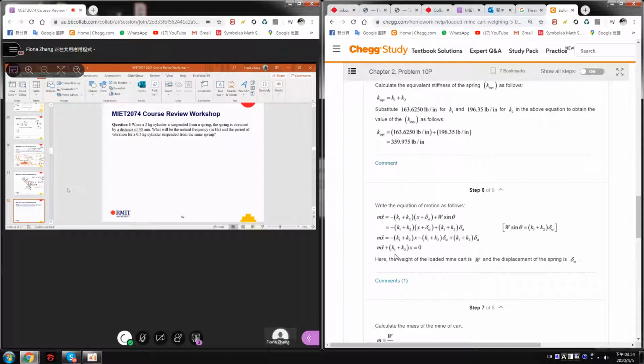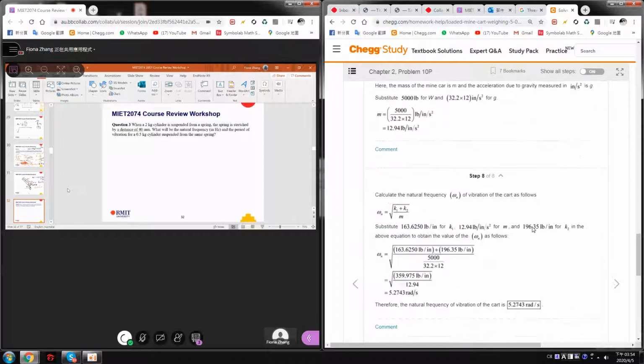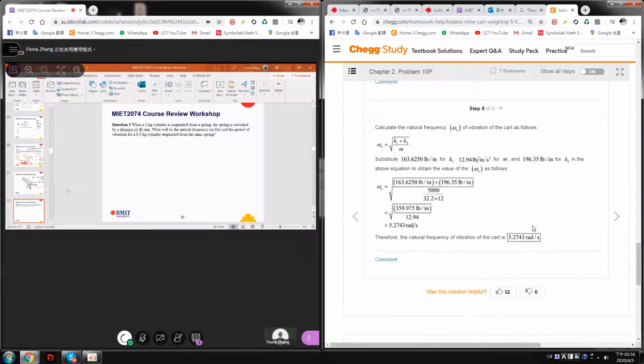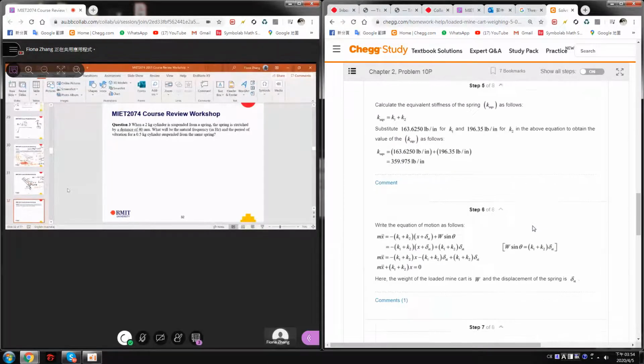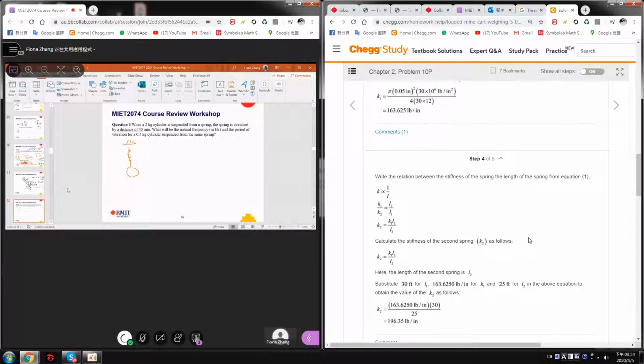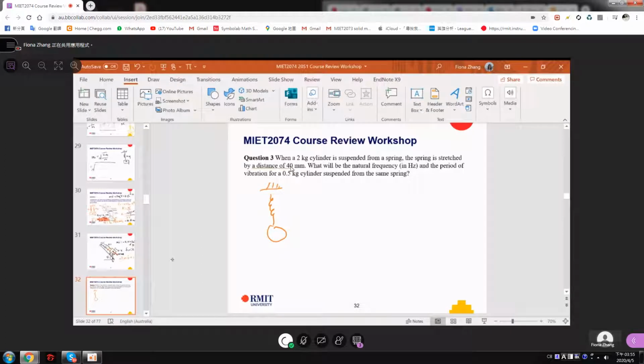Right, so you can think about how to do this. This is a rather simple question. I'm trying to find my formula, it doesn't matter. So here you can just write down the given. You have the cylinder and spring, so a very simple system. Spring, you have a cylinder with mass m and stiffness k. Stretched by a distance of 40 millimeter. So it actually tells you the static deflection is 0.04 meter.